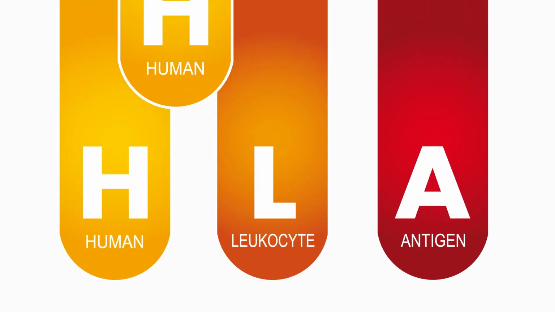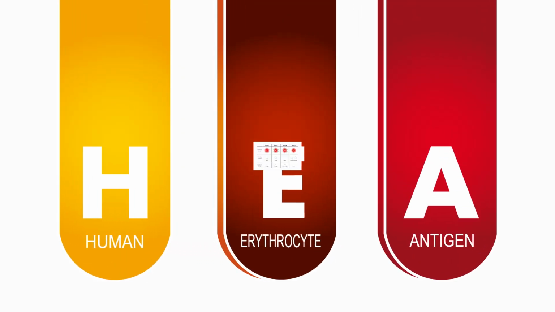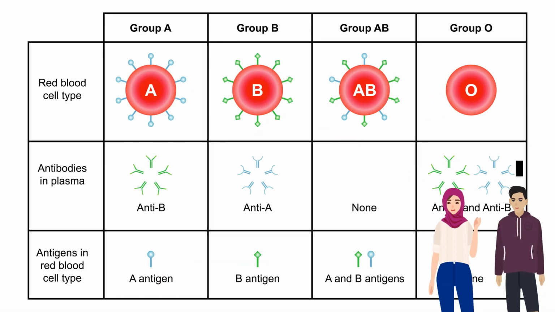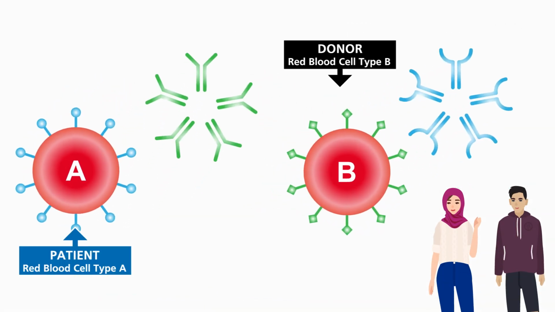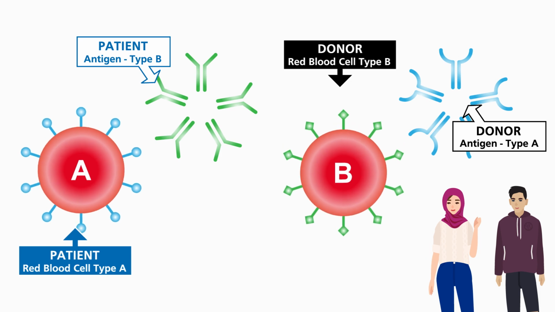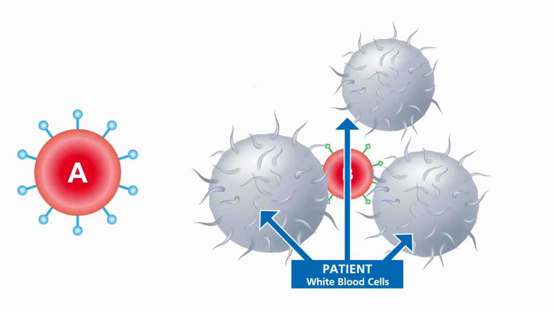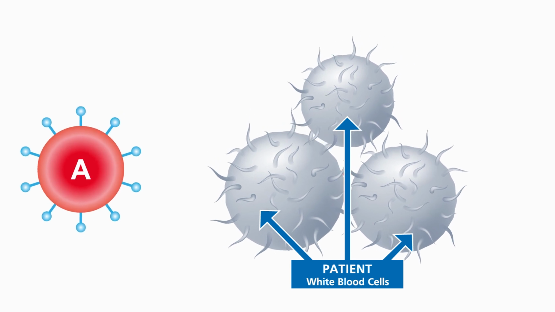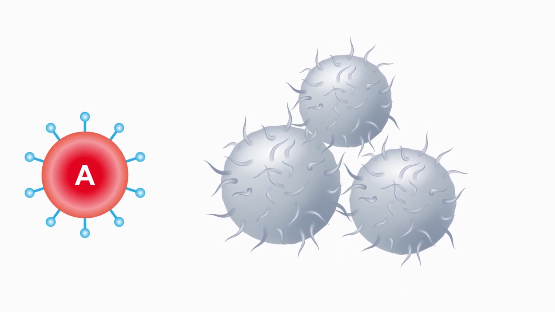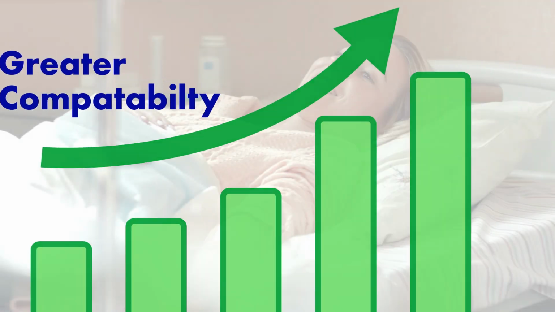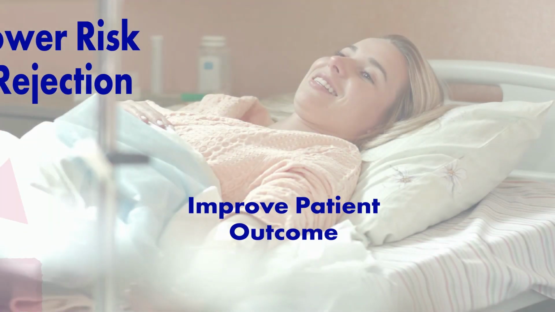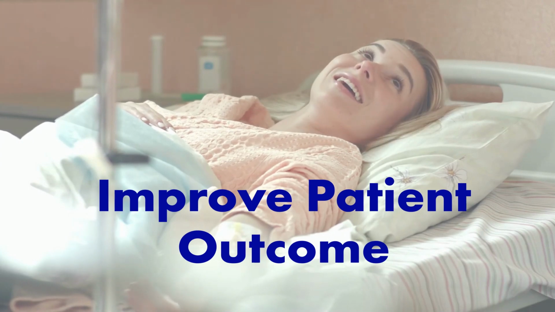NHSBT uses genomics to create human leukocyte antigen and human erythrocyte antigen profiles, which can gauge the degree of compatibility between individuals. Donor antigens must be similar to patient antigens, otherwise, patient antibodies will recognise these donor antigens as foreign, which will result in the cell being destroyed by white blood cells. Therefore, greater compatibility will lower the risk of rejection and ultimately improve the patient outcome.